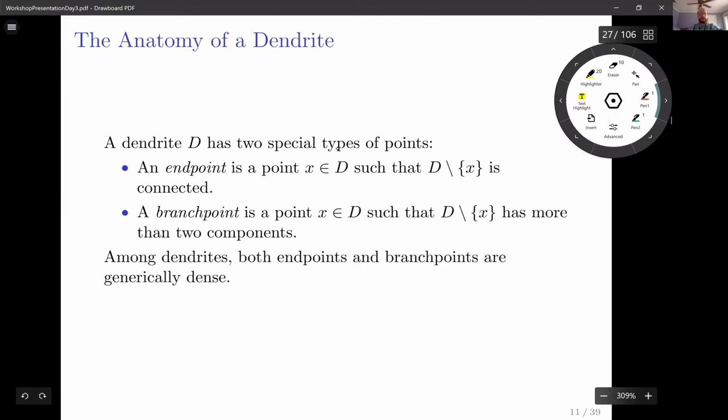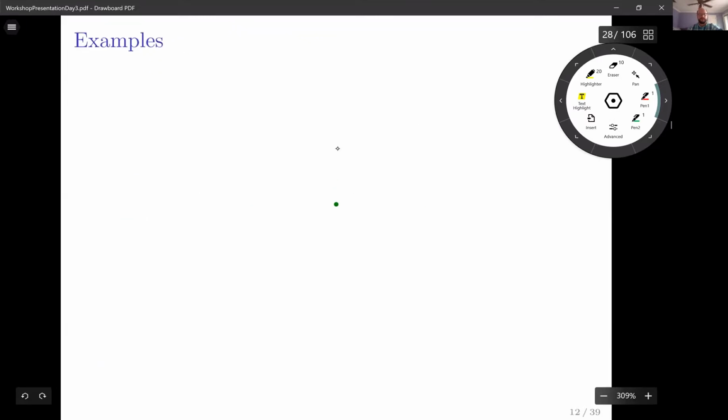All right, so let's look at some examples of dendrites. Let's start with the most boring dendrite. A lot of authors exclude this, the point. It's locally connected, it's uniquely arcwise connected, it's compact, it's metric, it's boring. All right, arcs. Of course, this satisfies all the same things. That's the second most boring dendrite.